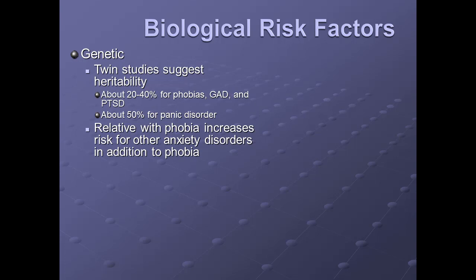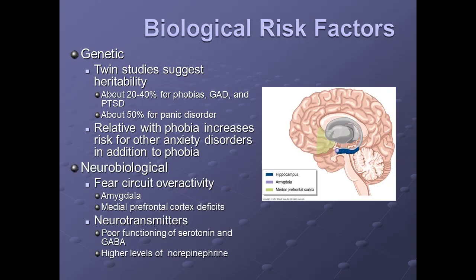It's about 20 to 40% for phobias, GAD, and PTSD. So what that means is that if one twin develops, say, a phobia, there's a 20 to 40% chance that the other one will also. We find about a 50% chance of this for panic disorder. We also know that just having a relative with a phobia increases the likelihood for other anxiety disorders. So we believe something genetic is probably going on here.